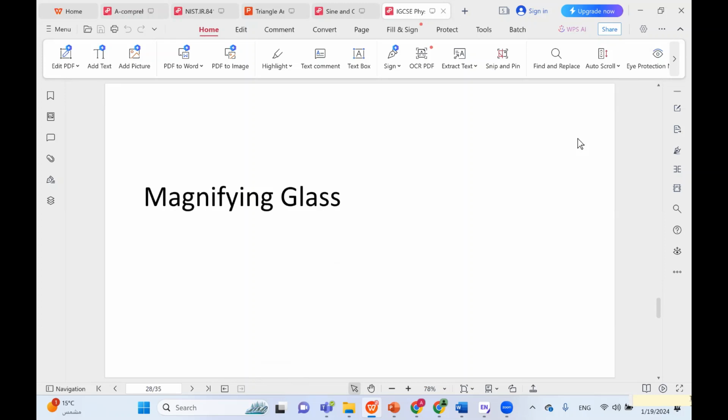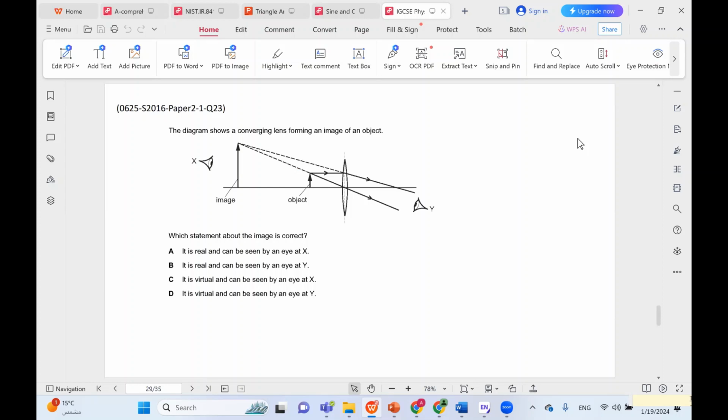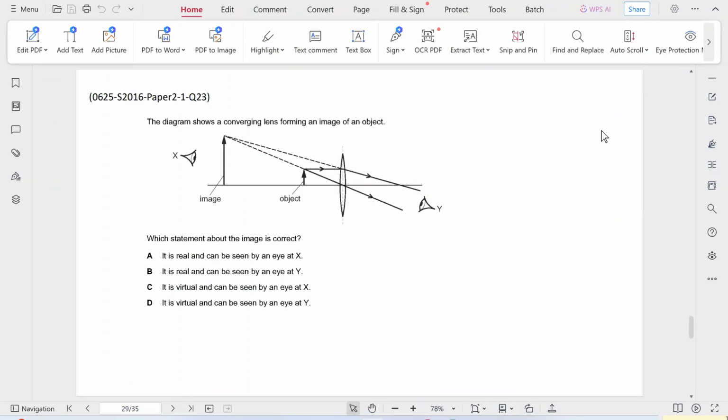Now we move on to questions that have to do with a magnifying glass. The diagram shows a converging lens forming an image of an object. Which statement about the image is correct? So is it real or is it virtual? Of course, here it's virtual, not real, because we can clearly see that it's formed by the backward extension of rays. And we said that this only applies to virtual images, whereas real images can actually be formed by the intersection or the convergence of rays.